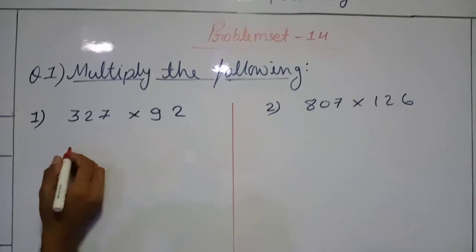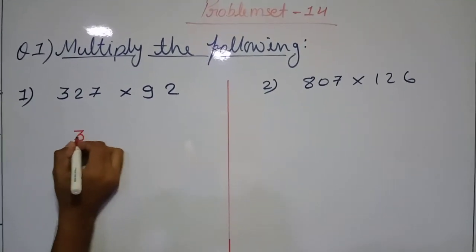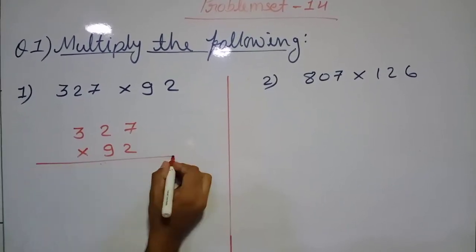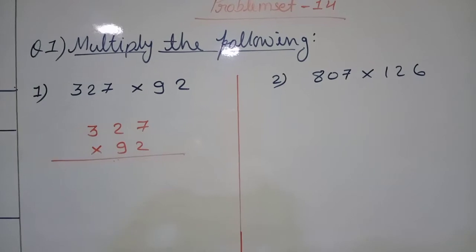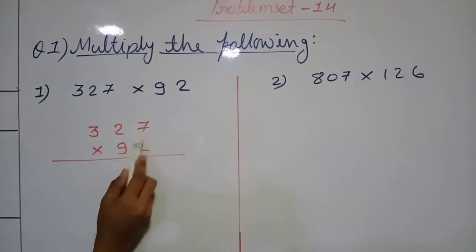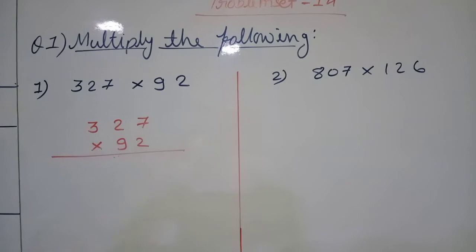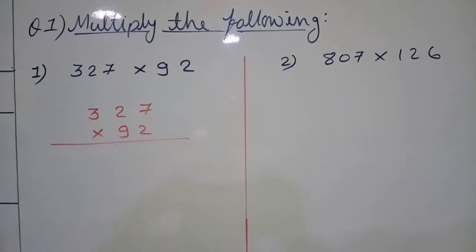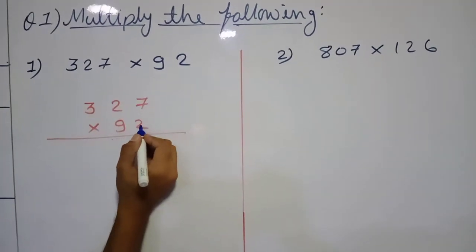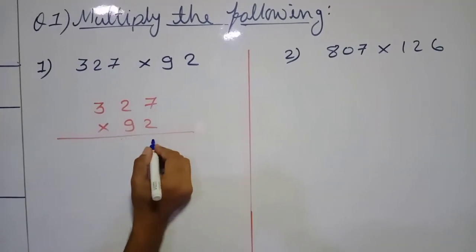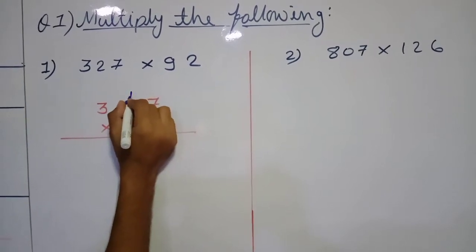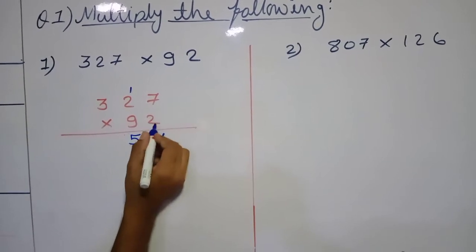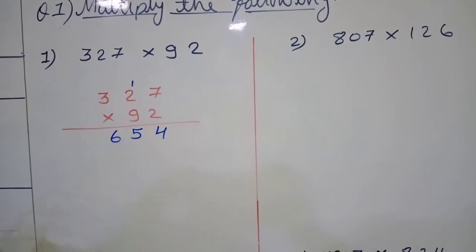First we have to arrange it like 327 into 92. Here we have to multiply this 3-digit number by 92. So here also we have a 2-digit number. Unit is 2, tens is 9. First we are going to multiply by 2. 2 sevens are 14, 1 carry. 2 twos are 4 plus 1, 5. 2 threes are 6. Yes, finished.